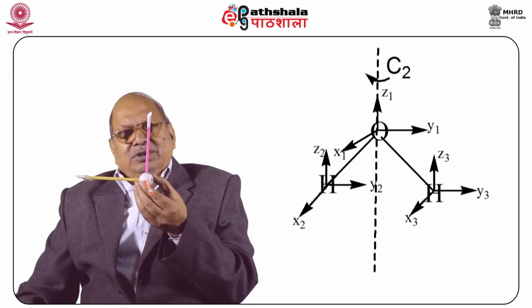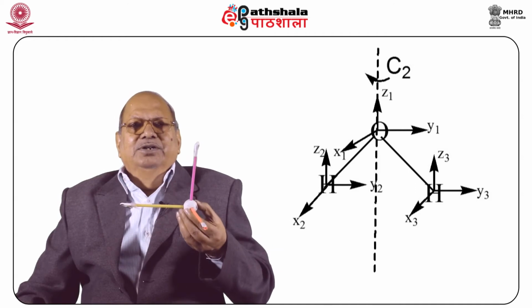3 on oxygen, 3 on hydrogen 1 and 3 on hydrogen 2. All 9 vectors will be affected. And here again I will get matrices corresponding to the C2 operation, which is of dimension 9x9. Similarly, you can carry out the sigma xz and sigma yz. You will get matrices corresponding to these operations, and the dimension of these matrices will again be 9x9.